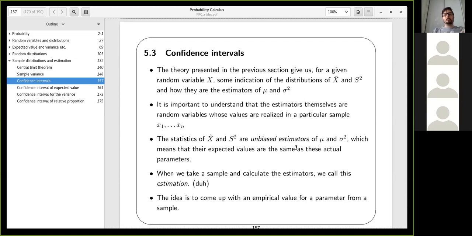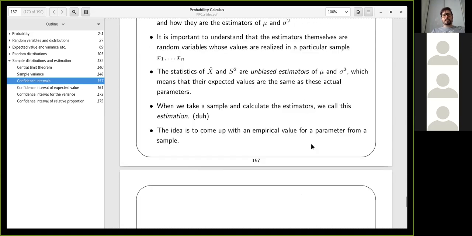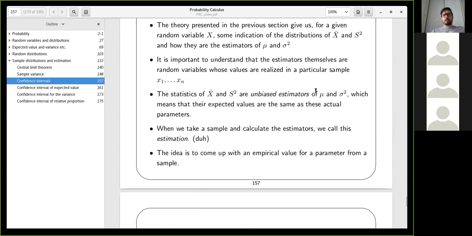It's really important to understand that estimators are random variables whose values are then realized in a particular sample. So they can vary. When you take another sample, you get slightly different estimators here and here. We said that they are unbiased estimators. We already proved them.